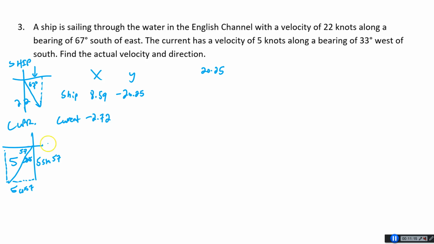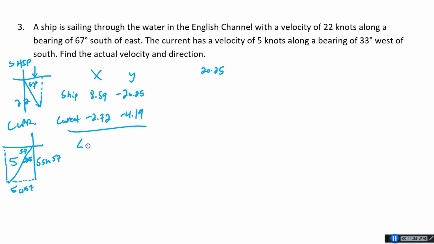Thought it was too small for a second there, but we're only dealing with a 5, not current. And then the y, if I do 5 sine of 57, I get negative 4.19. Makes sense, they're both negative because it's in the third quadrant. So I would actually get positive values for both of those, but then I make them negative because it's in the third quadrant.